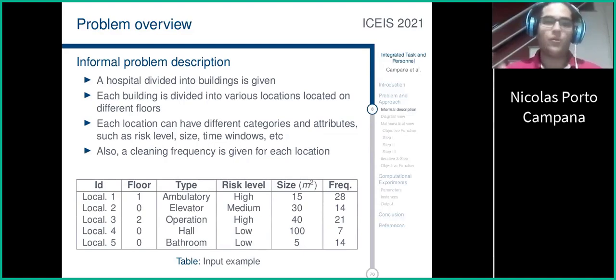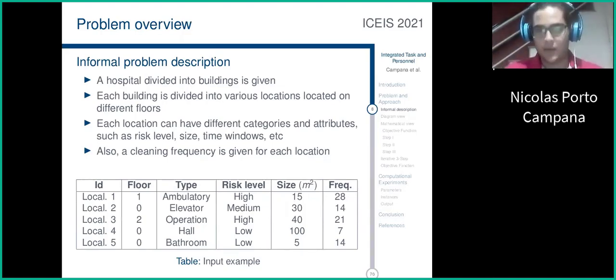So here we have an example of an input for this part of the problem. We have an ID, the floor where it's located, because it will be important in the next steps, the type, the risk level of this location, the size, and the frequency. It's worth saying that the frequency here is a weekly frequency. Why? Because the company wants to create a kind of standard week of work. Okay, so when they say 7, it says that location 4 needs to be cleaned 7 times in a week. Okay, and you need to organize this.